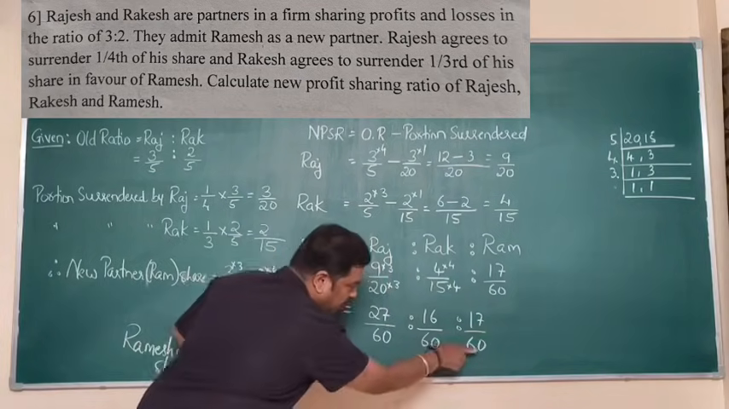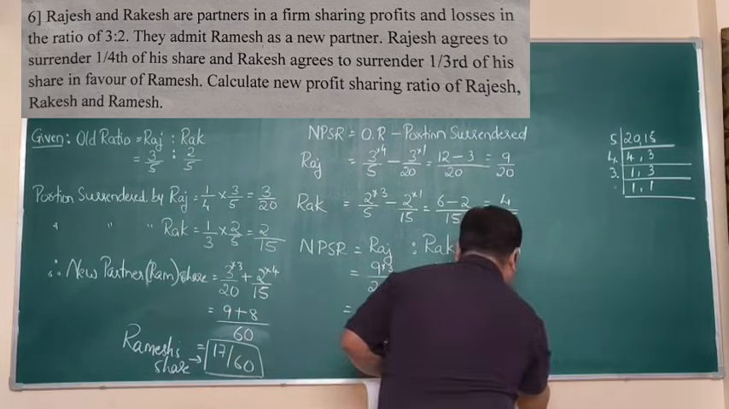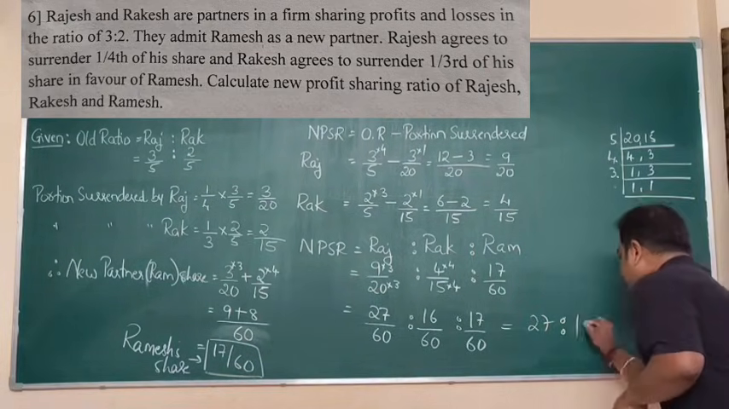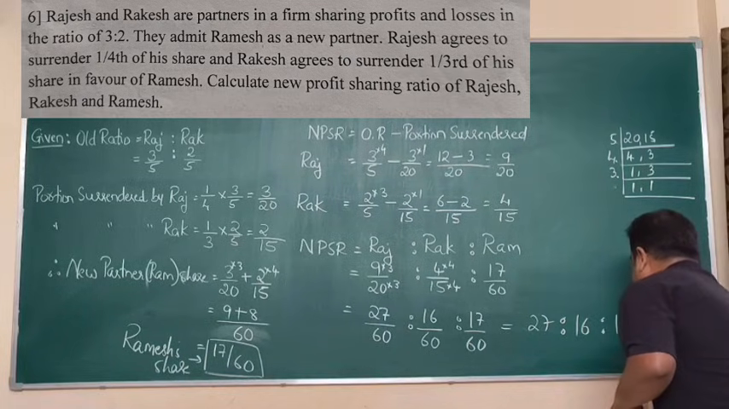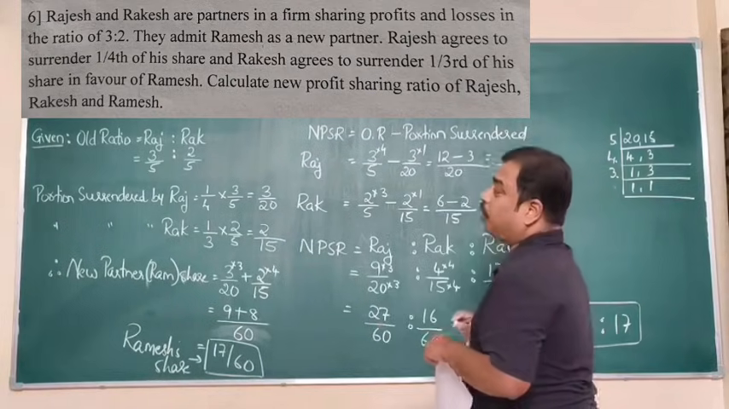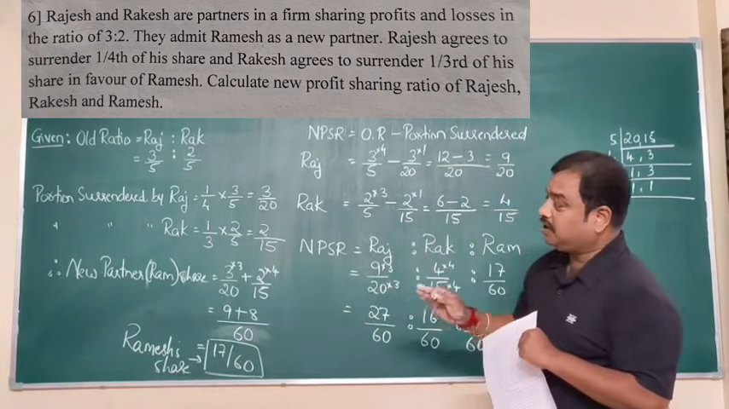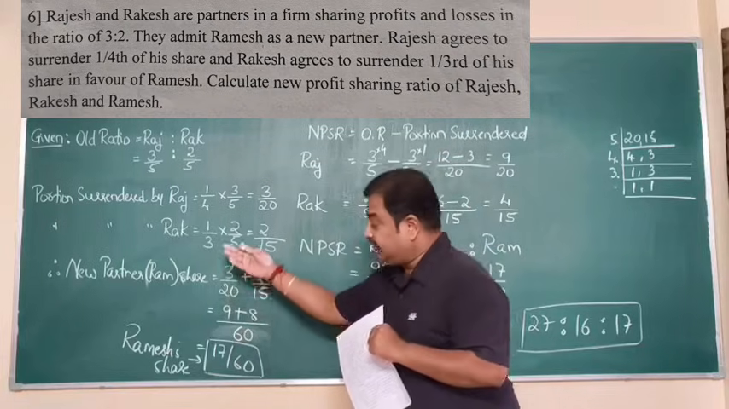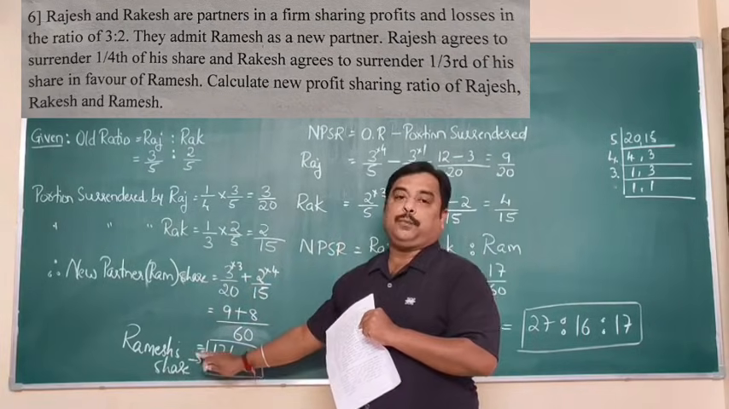So we got all the denominators the same. What is your final answer now? It is 27 is to 16 is to 17. This is your final answer. Now why I said this problem is very important, because they have not given the new partnership ratio. They made us calculate the new partnership.